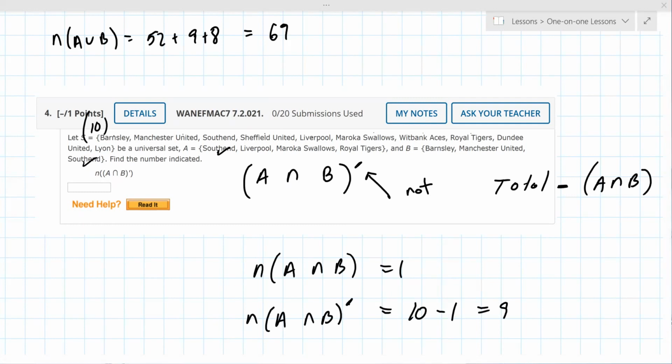So the prime means what's not? It means complement, but not is a good way of referring to it. Okay.